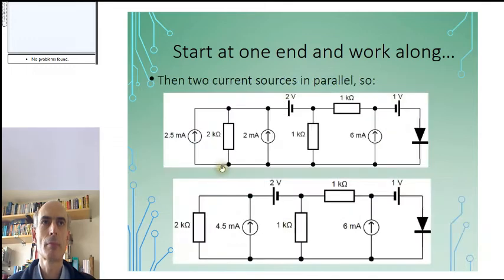Next, we note we have 2 current sources here in parallel. 2 current sources in parallel behave like a single current source with the sum of the currents. Therefore, we can replace this current source and this current source with this 4.5 milliamp current source. We've got rid of a component. Next.